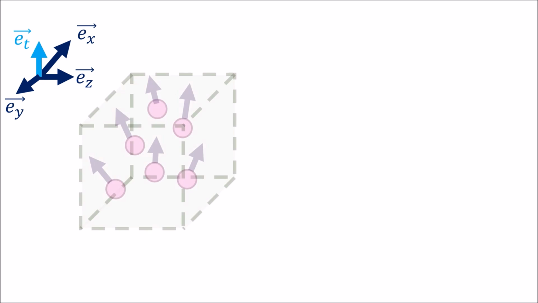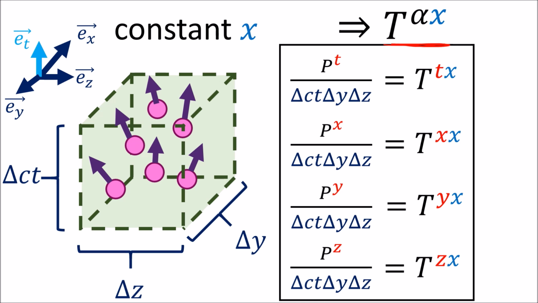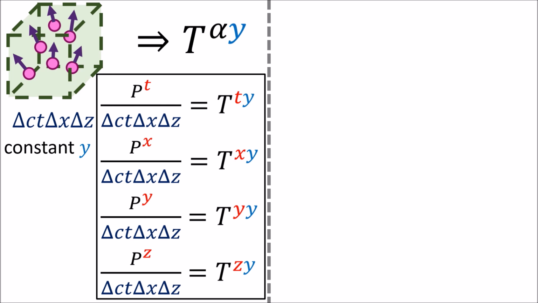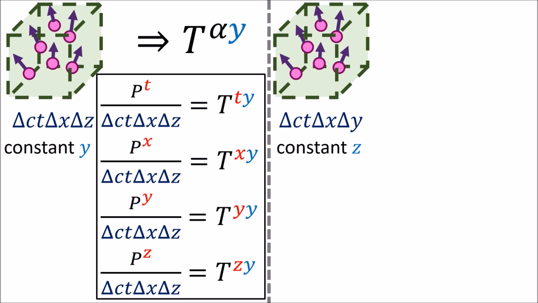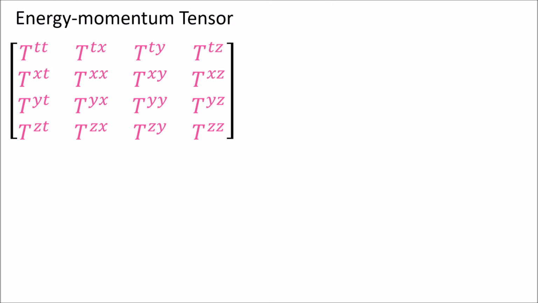We could also take a unit box made of time, y, and z with a constant x component to examine the flux of 4 momentum in the x direction. This would be the alpha x components of the energy momentum tensor, since the x coordinate is held constant. We look inside the box and calculate the total time, x, y, and z momentum. This gives us the tx, xx, yx, and zx components of the energy momentum tensor. We can use a unit time xz box at constant y to get the alpha y components, and a unit time xy box at a constant z to get the alpha z components of the energy momentum tensor. So these 16 components give us the full description of how 4 momentum is moving through spacetime.